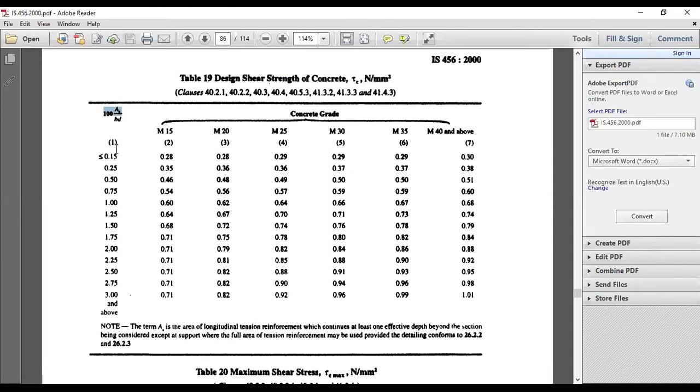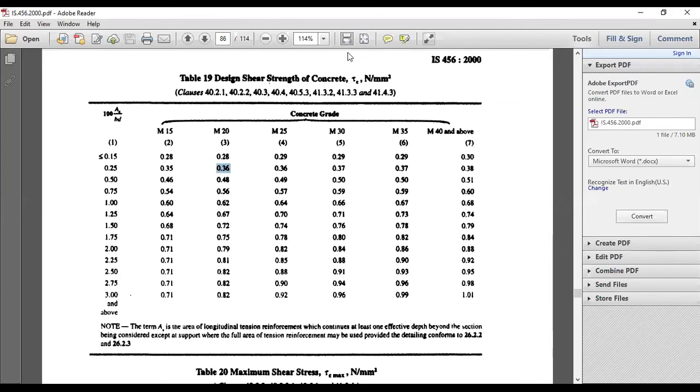On the left hand side it shows 100 Ast upon bd, that is the percentage of steel. Here the concrete grades are given, different grades of concrete: M15, M20, M25. So our concrete grade is M20. Now what is our percentage of steel? Our percentage of steel is 0.2%. For 0.15%, the value given in the table is 0.28, and for 0.25% the value is 0.36. Now if you do the interpolation, you can get the value for 0.2%.